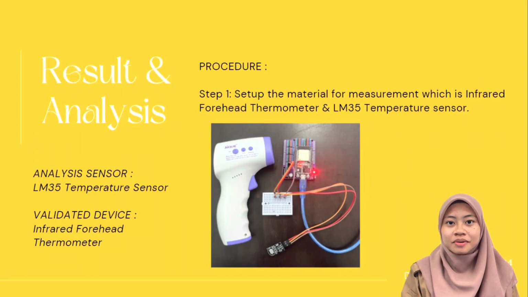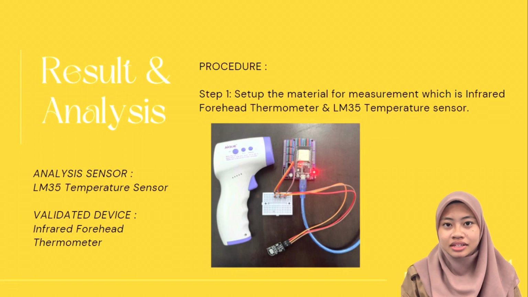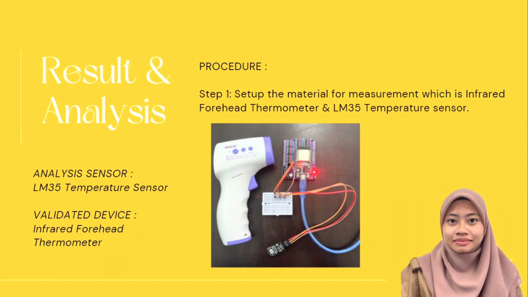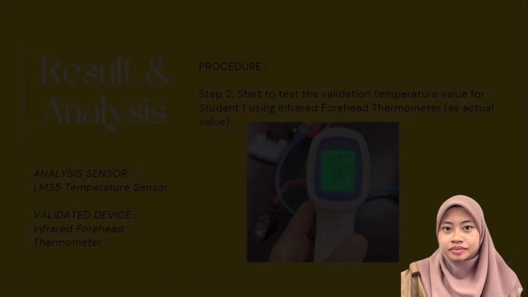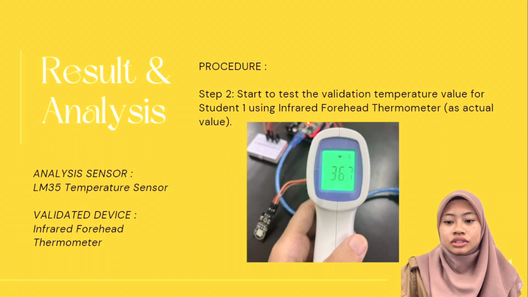Okay, now we will present our results and analysis for each sensor involved in this project. The first one is the temperature sensor. The validated device that we use for the LM35 temperature sensor is an infrared forehead thermometer. The procedure: Step 1, we set up the materials for measurement, which are the infrared thermometer and the LM35 temperature sensor. Step 2, we test the temperature value for student 1 using the infrared forehead thermometer. This is the actual value.